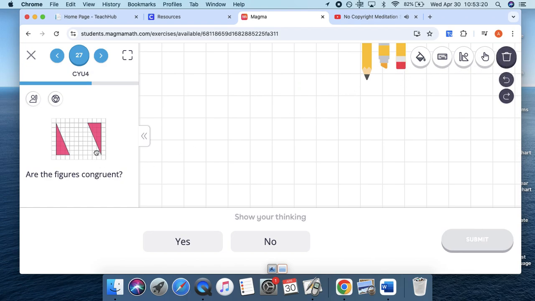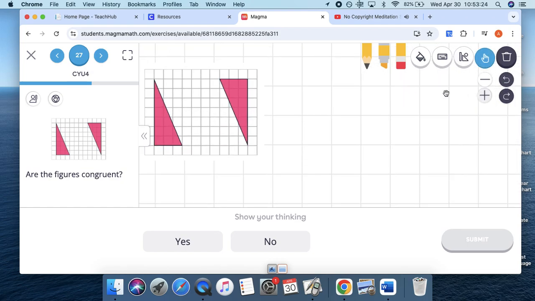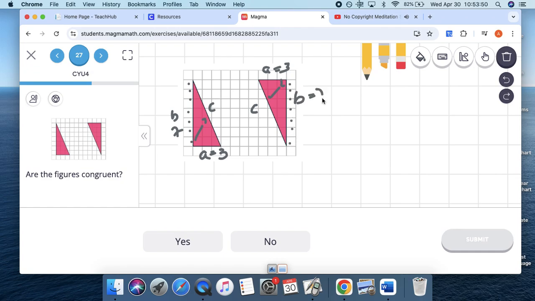Are the figures congruent? I have no idea. Well, let's figure it out. Are they congruent? Well, let's measure them. Well, it's definitely 90 degrees, which makes this guy here the C. 90 degrees and makes this guy C. Let's look at A. Well, let's make that A. A is 3. Is A 3 here? Yes, it is. What's B? 1, 2, 3, 4, 5, 6, 7. So B looks like 7. Is B 7 as well here? 1, 2, 3, 4, 5, 6, 7. Yes, it is.